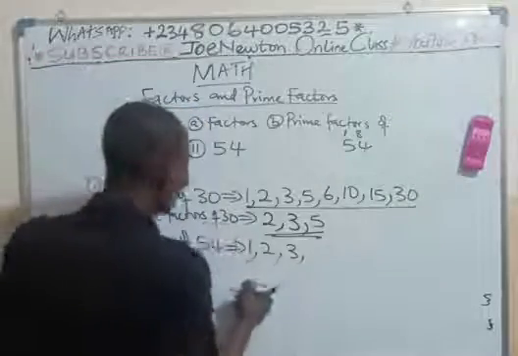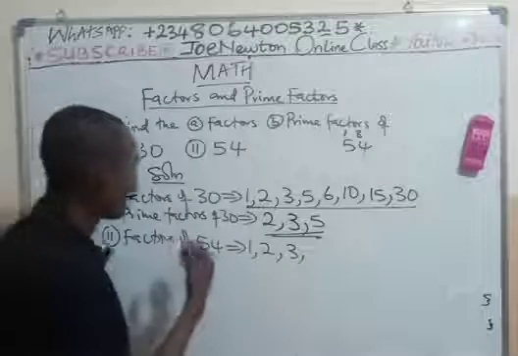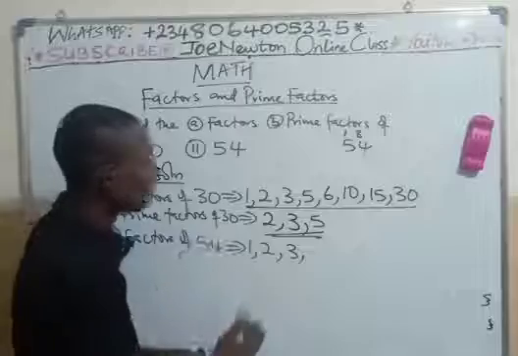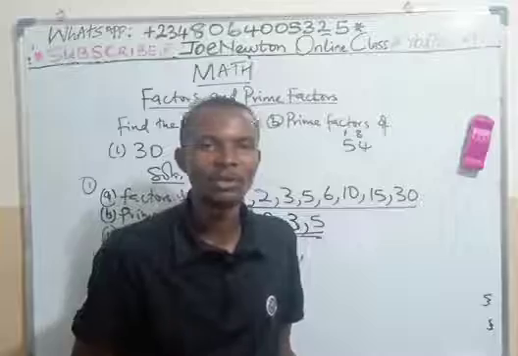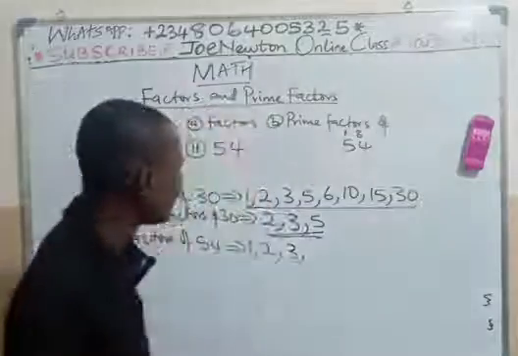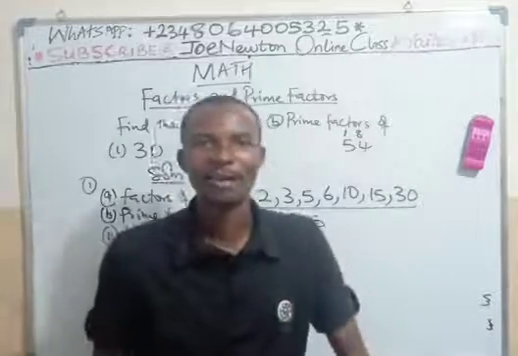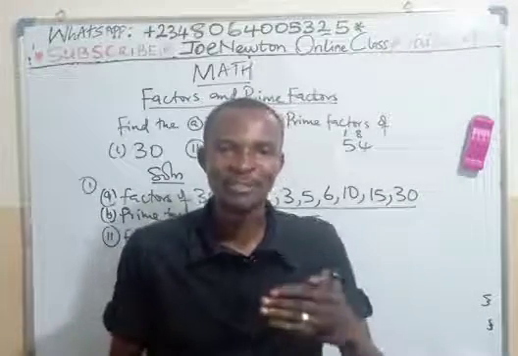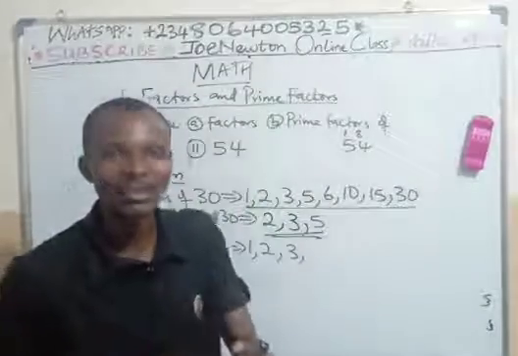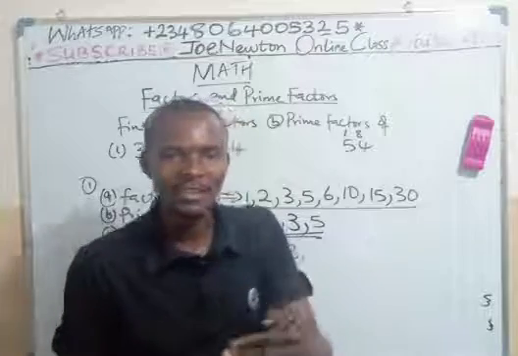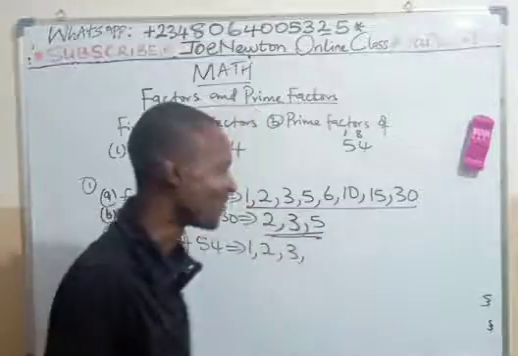Let's check if 6 is a factor here. Yes, 6 times 1, 6 times 2 is 12, 6 times 3, you have 18. 6 times 4, you have 24. 6 times 5, 30. 6 times 6, you have 36. 6 times 7, you have 42. 6 times 8, you have 48. 6 times 9, you have 54. So 6 is a factor.